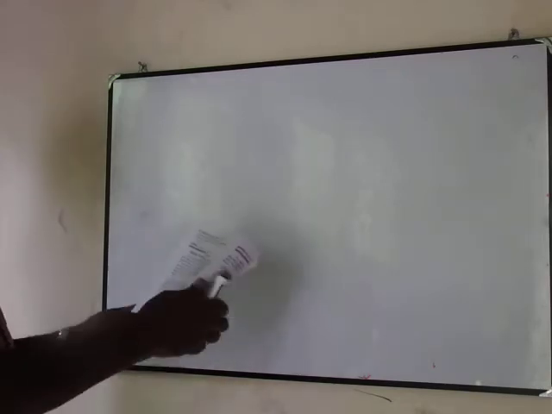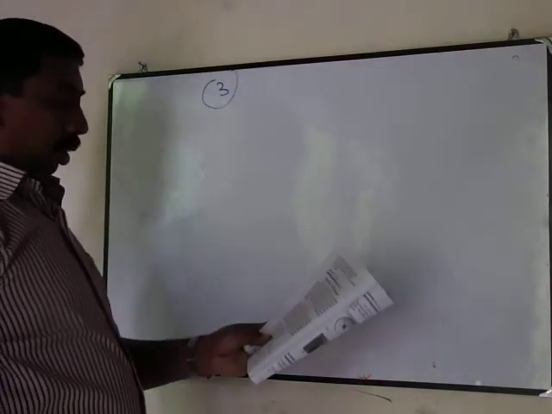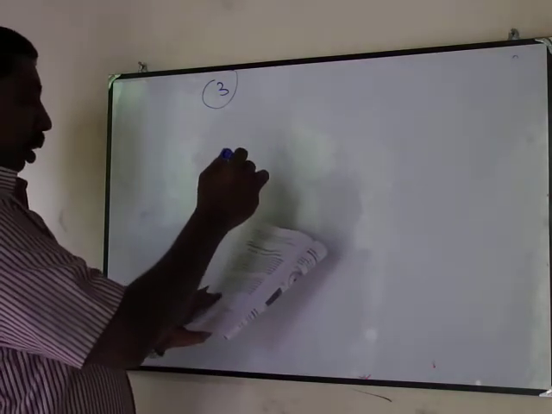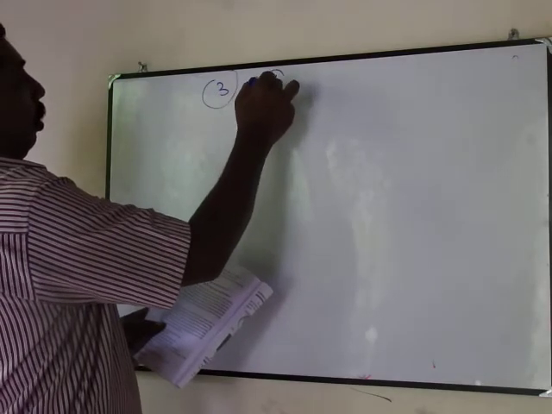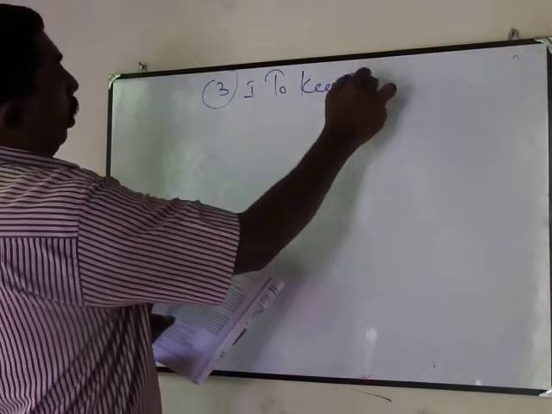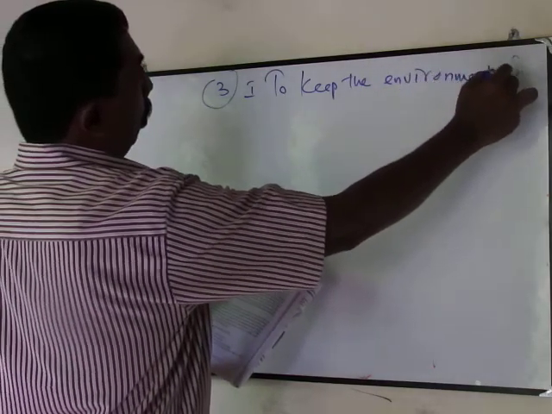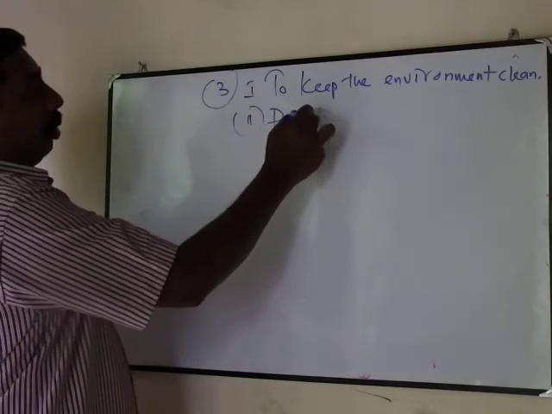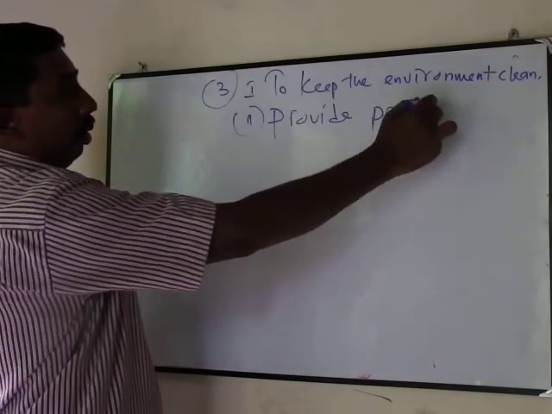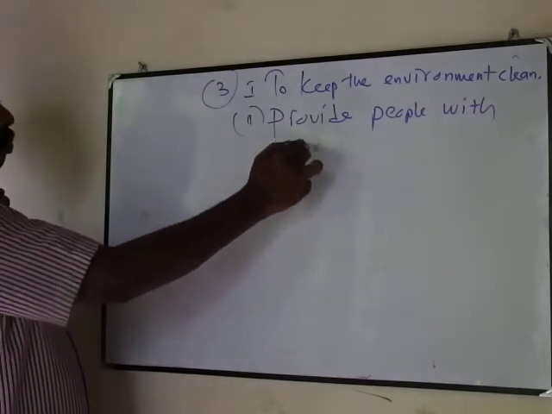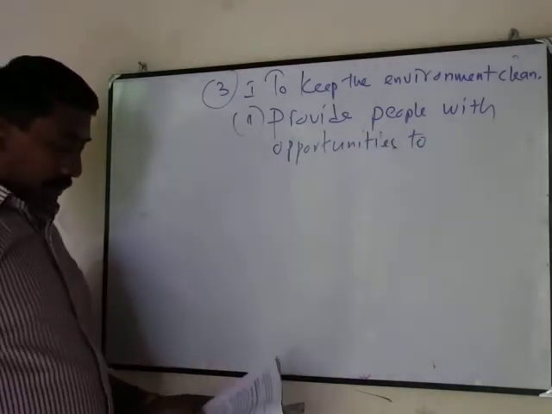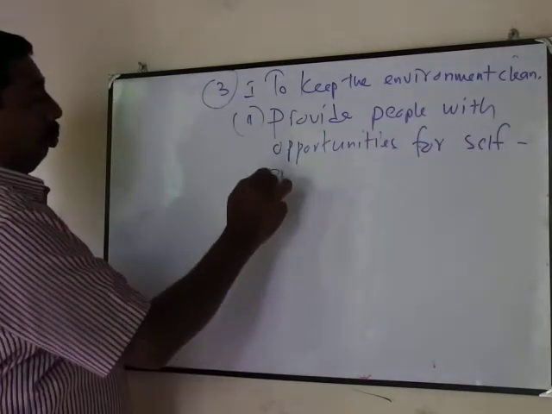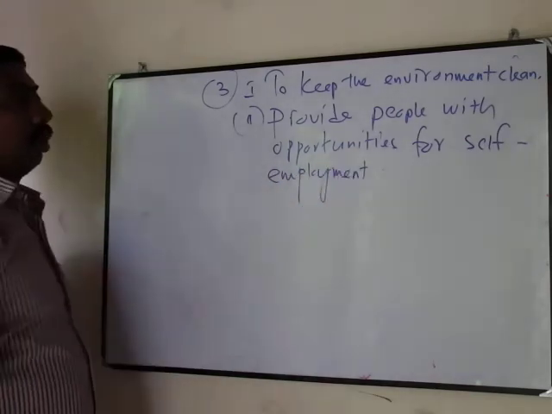Question 3. Name 2 advantages of upcycling. 1. To keep the environment clean. 2. Provide people with opportunities for self-employment. These are the 2 things.